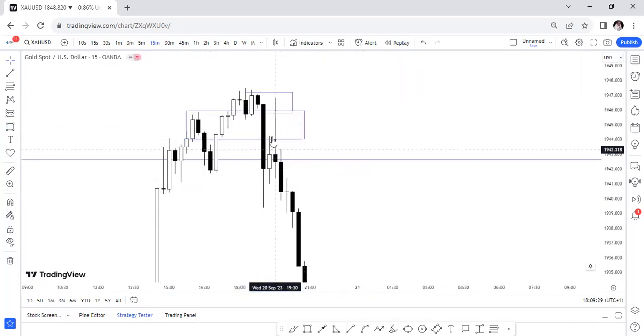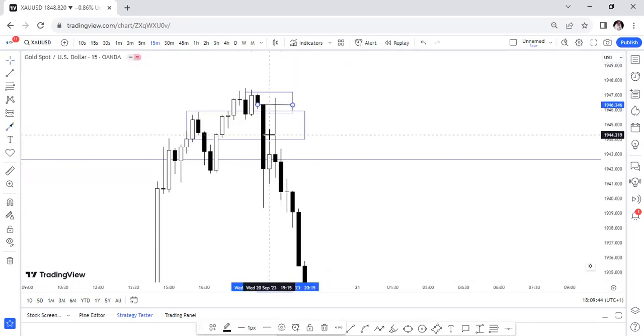Price tapped into it. It's a flip zone. Here you can use your SNR. I really like this SNR. You grab liquidity here, and you have a good tap, a good touch. As price grabs liquidity, you drop back below it.